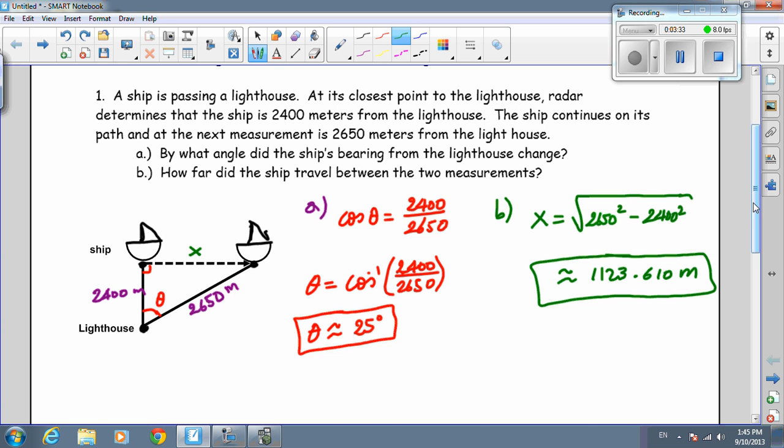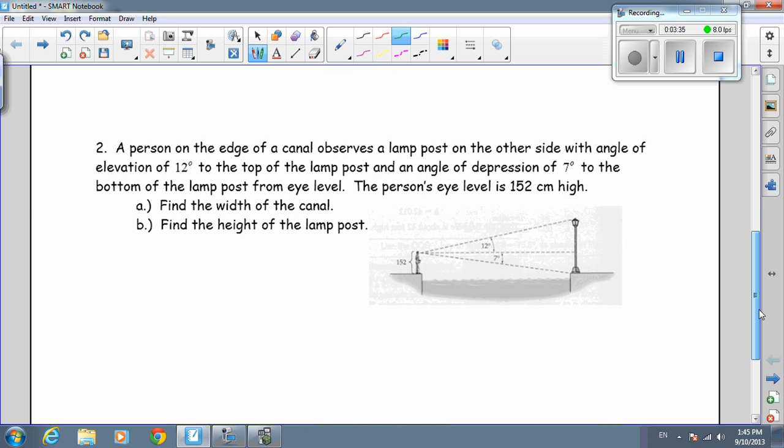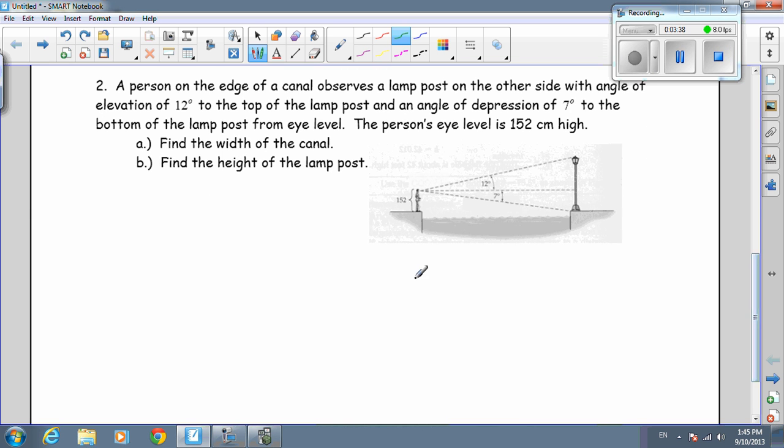Let's go ahead and work on the second problem. The second problem this time says a person on the edge of a canal observes a lamppost on the other side with the angle of elevation of 12 degrees. Keep in mind, the angle of elevation and angle of depression are always with the horizontal. So it will never be with the vertical. Apparently one of them is 12, the angle of elevation, depression is 7. This distance, the man's height is 152, and that's identical to this distance.